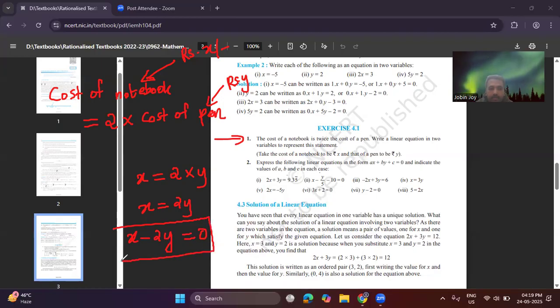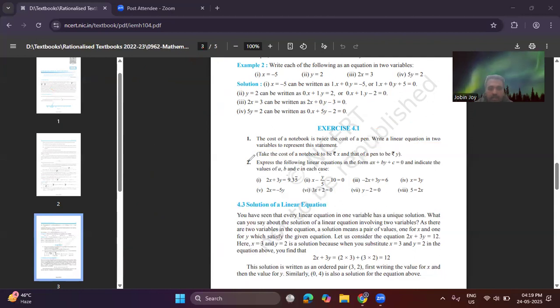So this is a linear equation in how many variables? 2 variables. The question is to write a linear equation in 2 variables. So the 2 variables are X and Y. This is a linear equation: X minus 2Y equal to 0.